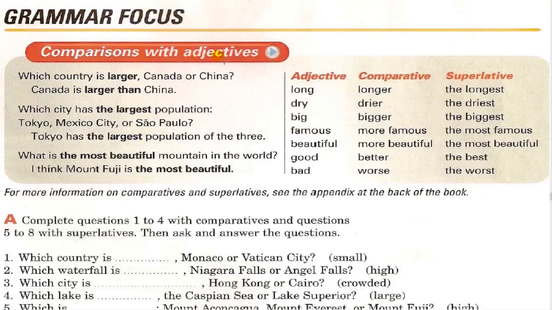Comparisons with adjectives. Which country is larger, Canada or China? Canada is larger than China. Which city has the largest population, Tokyo, Mexico City, or Sao Paulo? Tokyo has the largest population of the 3. What is the most beautiful mountain in the world? I think Mount Fuji is the most beautiful.